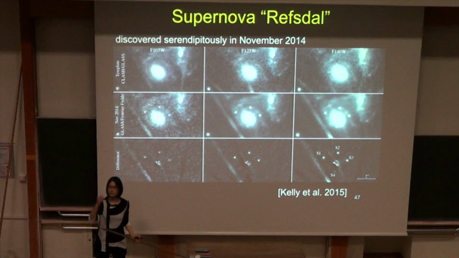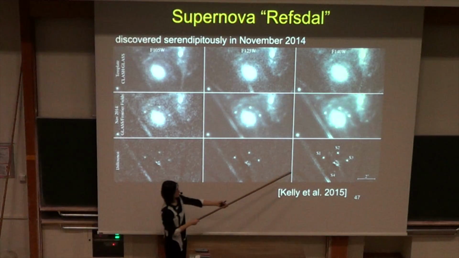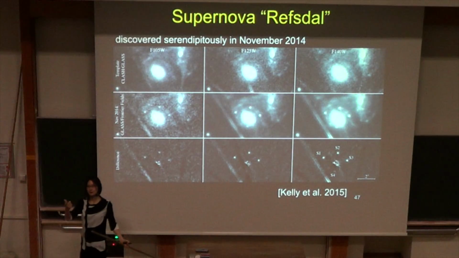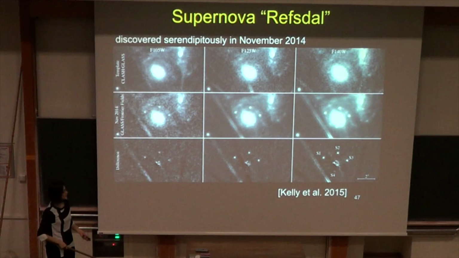This is actually a supernova that happened in the spiral arm of the background galaxy, and that's getting strongly lensed. So there are four images, S1, S2, S3, S4. This is the very first spatially resolved, strongly lensed supernova.